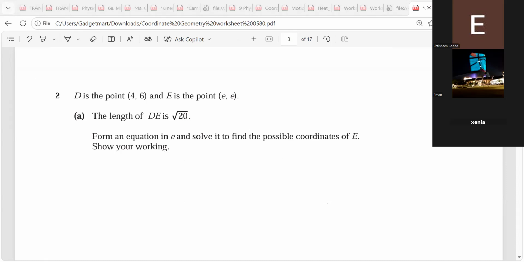Yes, बच्चों। Zenia, sir, how can we solve this question? I don't know, sir. This is one of the few I didn't do.